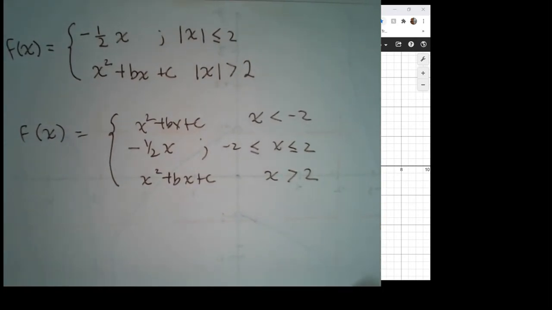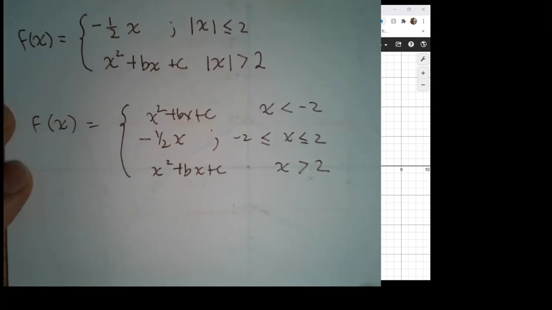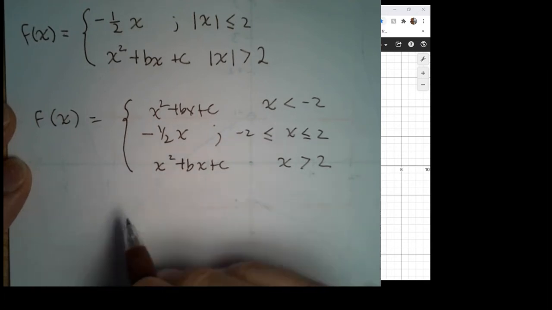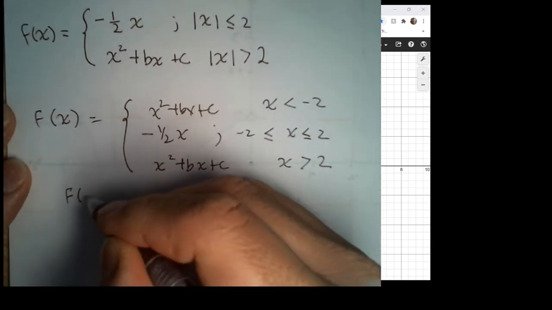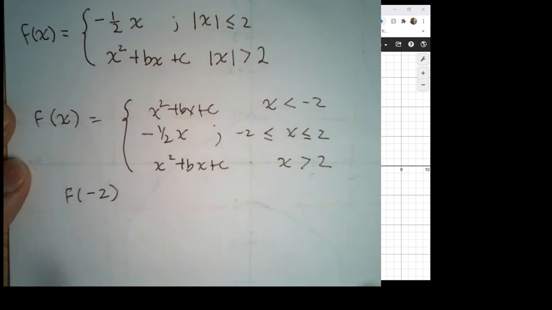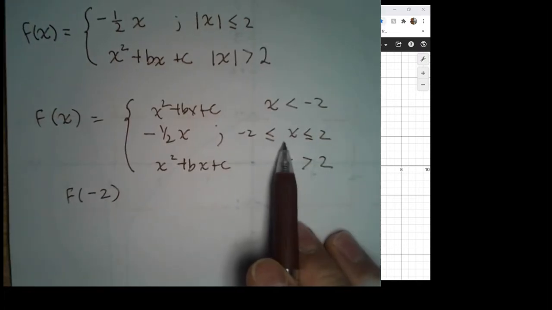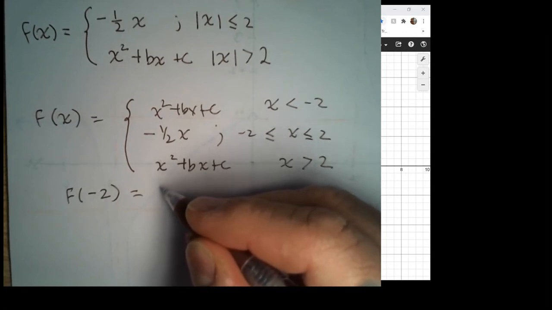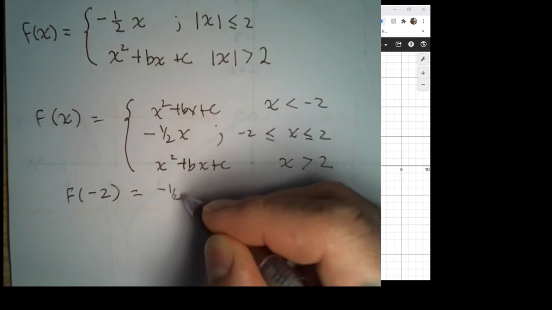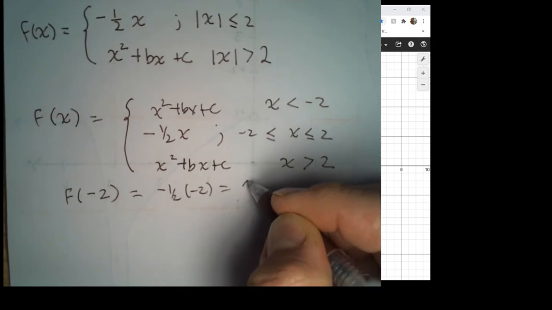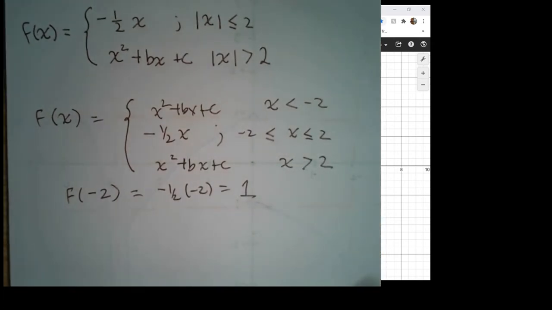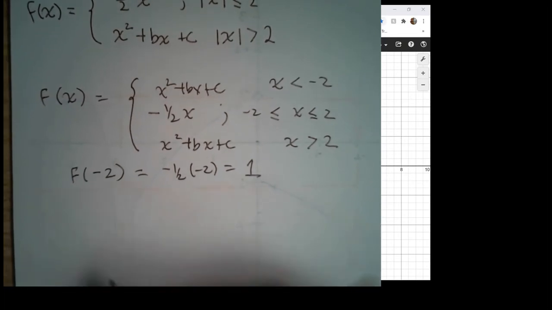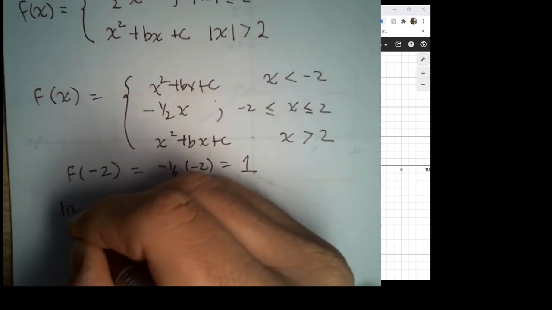And now here is where the definition of continuity comes into play. We know f of 2 is defined. Or let's start on the left side, f of negative 2. That value is here on the line, right? So that value of f of negative 2 is equal to negative 1/2 times negative 2, which is equal to 1.